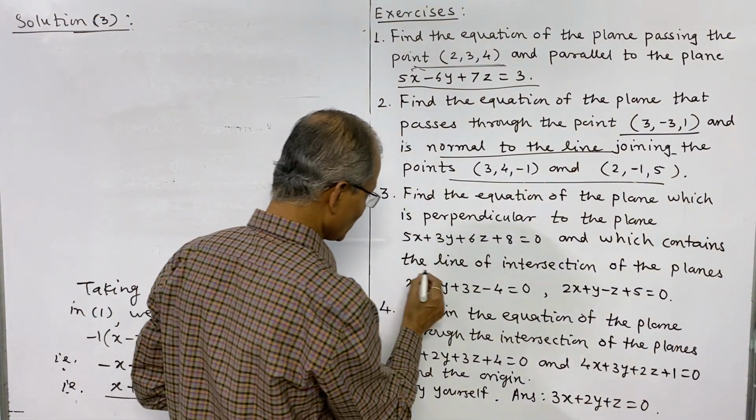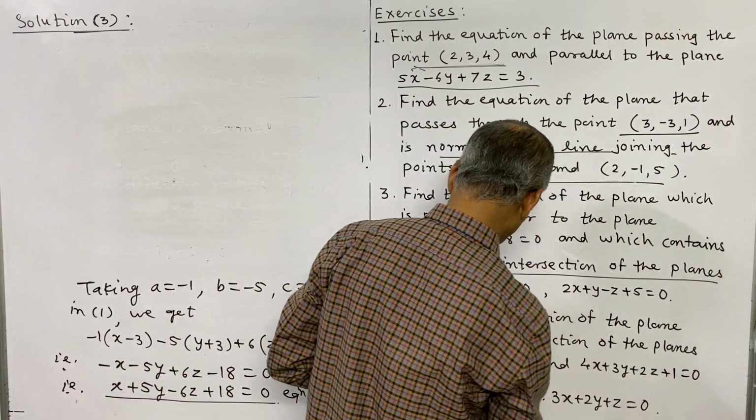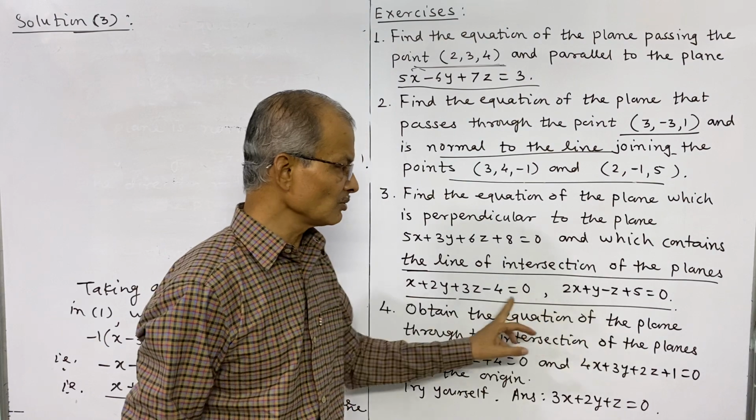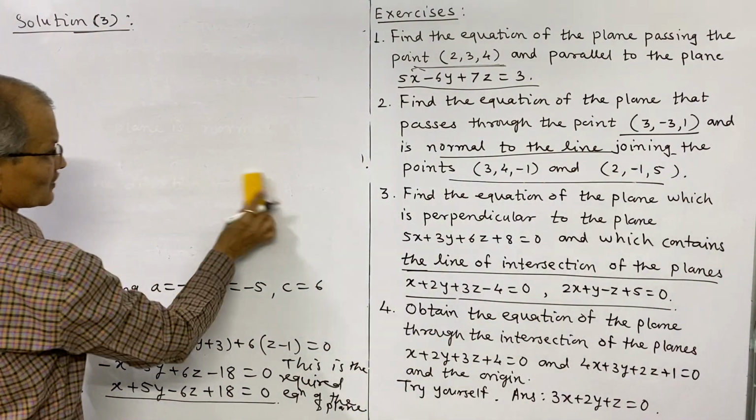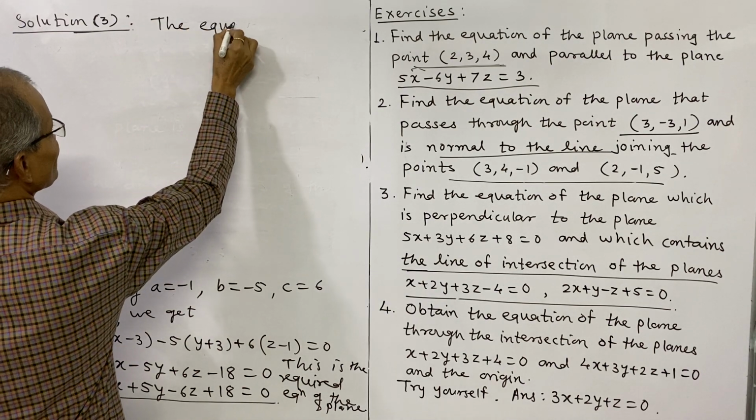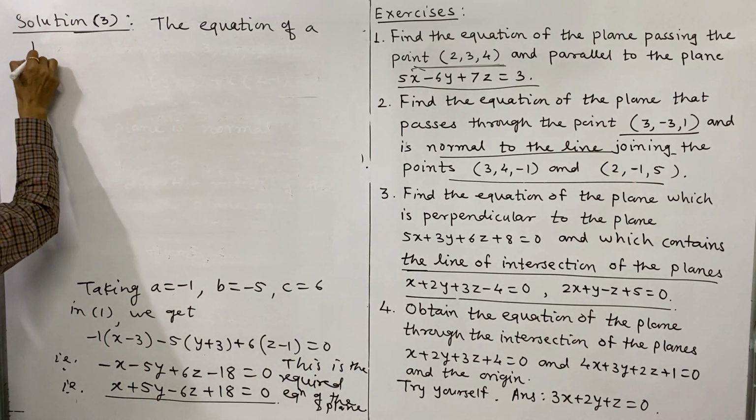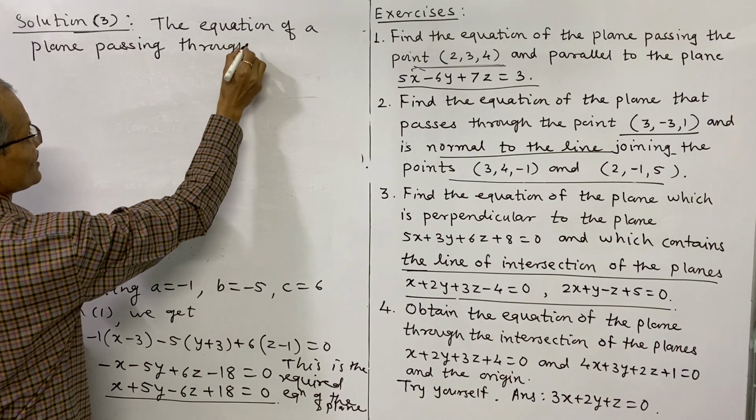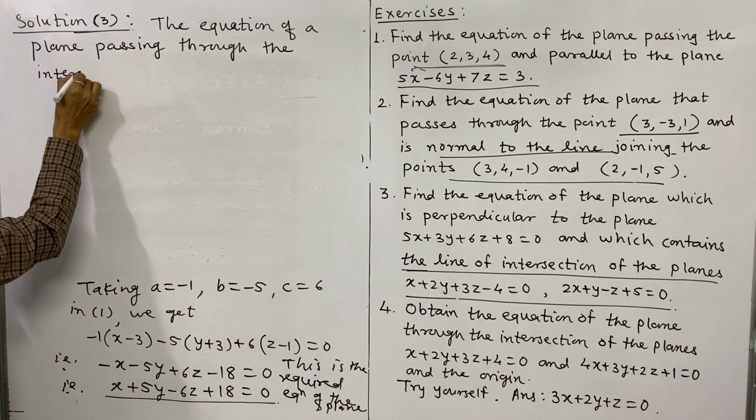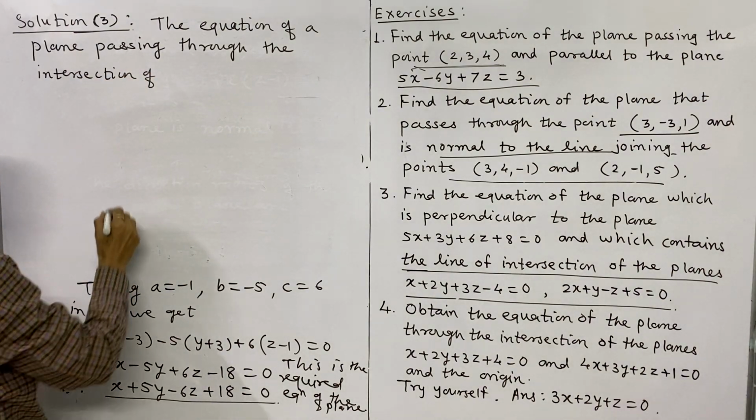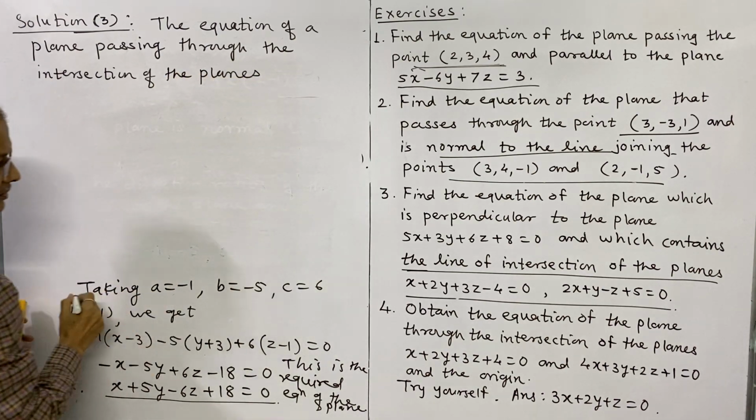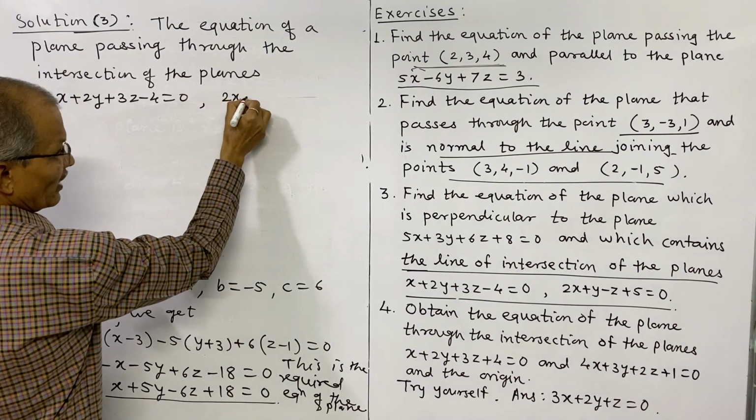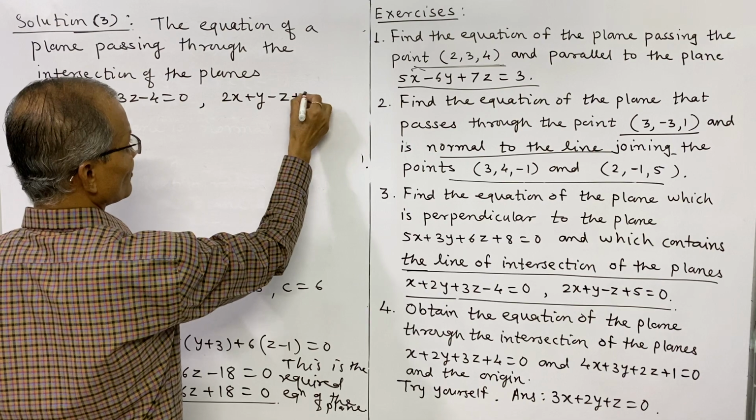So first we will use the condition that the plane passes through the line of intersection of these two planes. We have written earlier how to write a system of planes passing through the intersection of two planes, which is a combination of these two equations. The equation of a plane passing through the intersection of the planes x plus 2y plus 3z minus 4 is equal to 0, and 2x plus y minus z plus 5 is equal to 0.